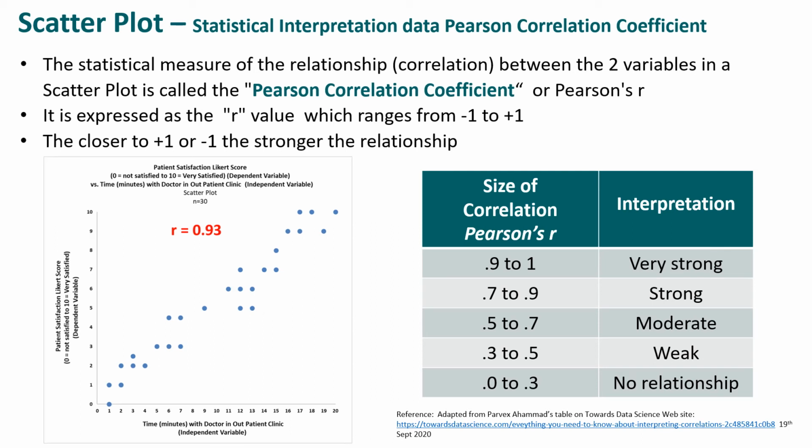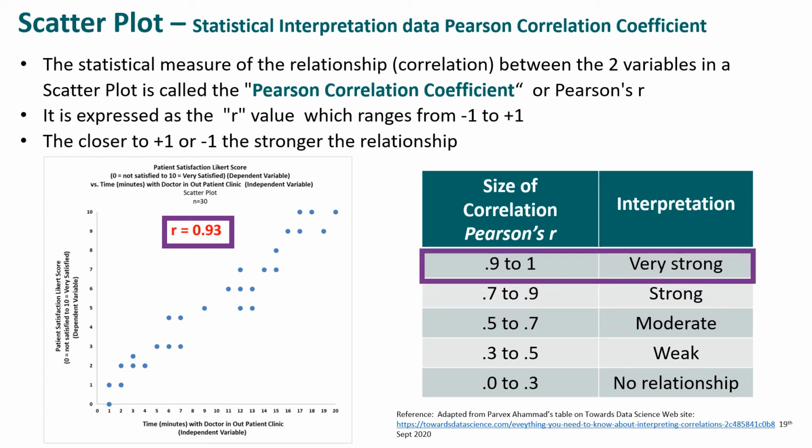So an example of the Pearson's correlation coefficient in action is that this scatter plot below has an R value of 0.93. And if you look at the table to the right, 0.9 to 1.0 indicates a very strong relationship. So interpreting this chart is that it's a very strong positive linear relationship between the time the patient has with the doctor and the patient's level of satisfaction. In other words, the data here infers that the longer the patient has with the doctor, the more satisfied the patient is.